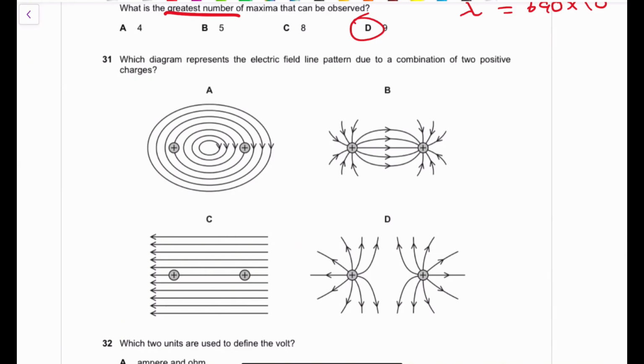Question 31. Okay, this is an electric fields question. We no longer do electric fields. Moving on to question 32.